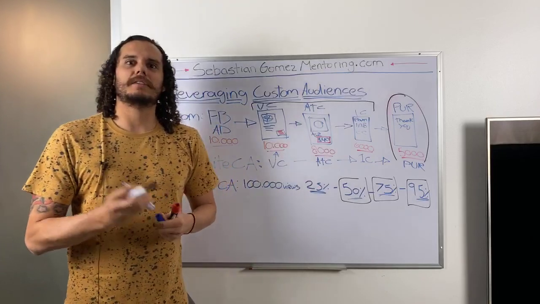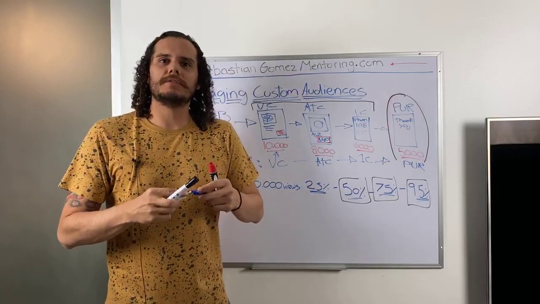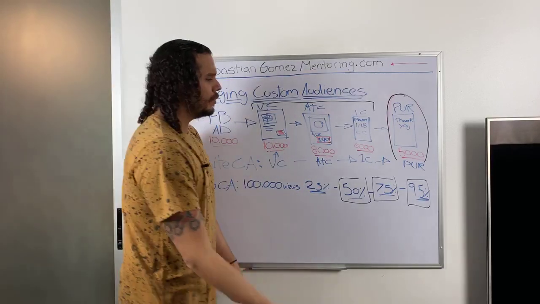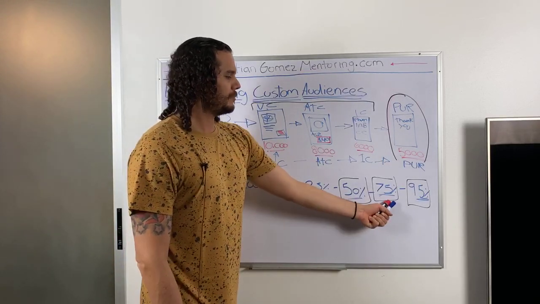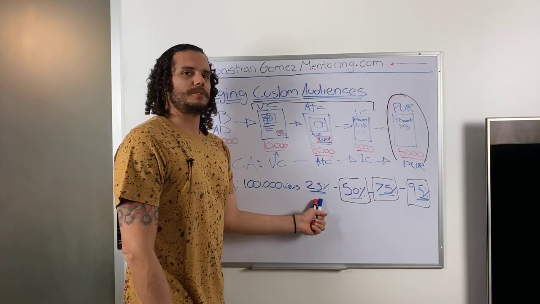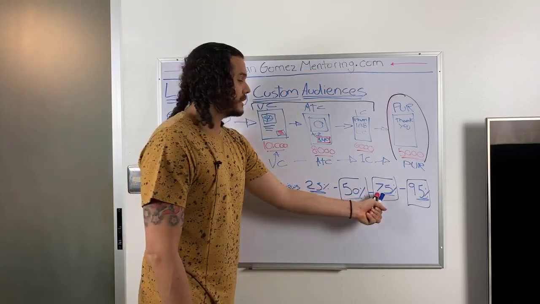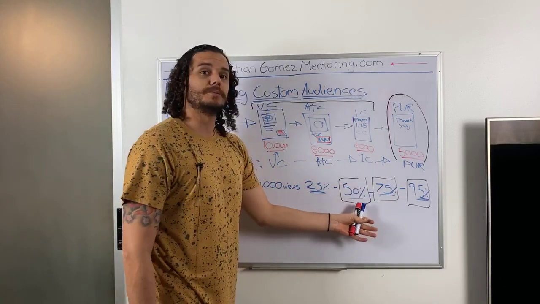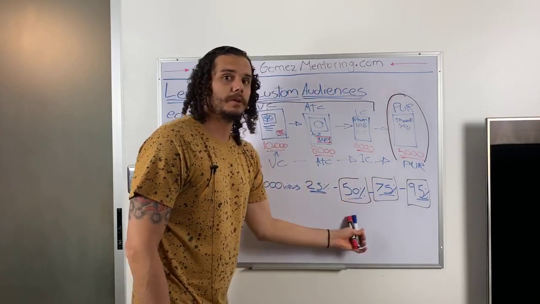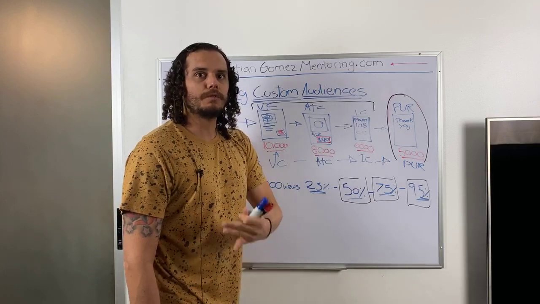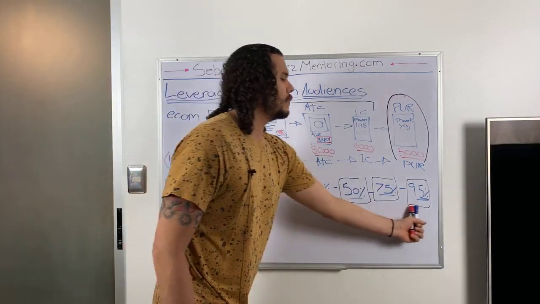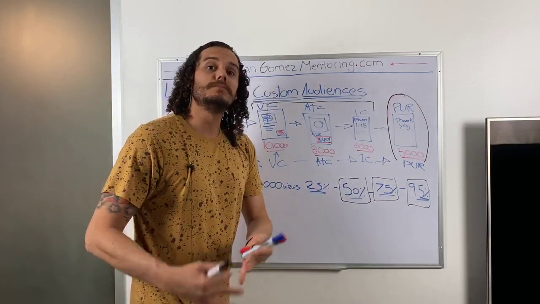Why, you might be asking? Because they are really interested. For example, who will be more interested in buying your product: someone who watched 75% or someone who watched 25%? Of course, 75%. That's why we want to leverage people who have watched more than half of our video, because they're more interested in finding out more about your product. And you're creating a path that you can use to monetize.